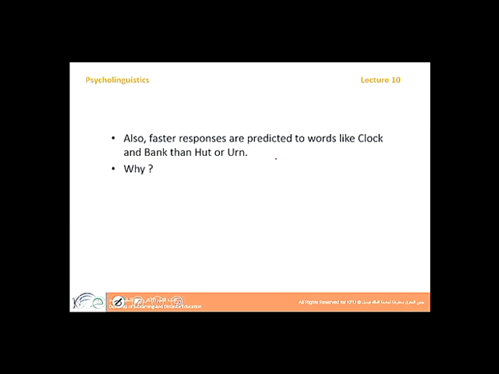Now, also, what we found is that there are faster responses to words like clock and bank. So very quickly, we say, yes, this is a word. When you say clock, yes, this is a word. Bank, yes, this is a word. But when you say hot or earn, it takes us a little bit longer to say, yes, these are words. These are English words. Now, hot and earn are words, all right? They are not non-words. They are correct English words. Hot, as in Pizza Hut, for example.